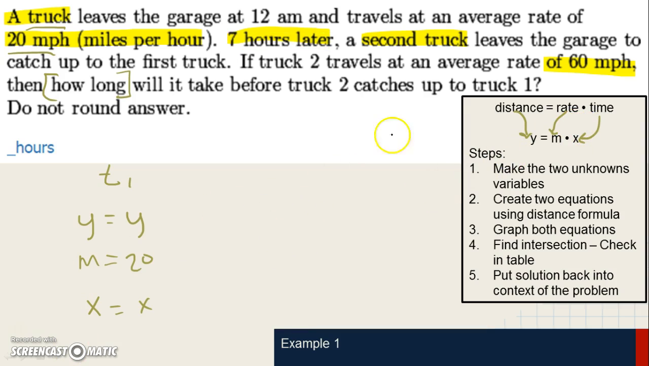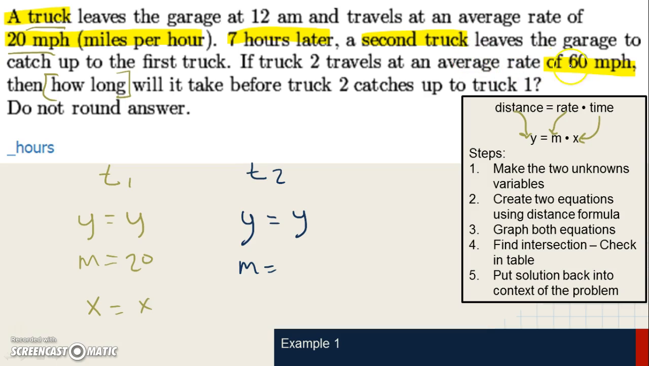So what do we know about the second truck? Let's start with distance. Does it say anything about the second truck's distance? No, it does not say anything about the second truck's distance in terms of how far it's gone exactly, but it says that it's a catch-up. Right? So we know that truck 1 and truck 2 have gone the same distance, so we can just say y equals y for distance. What do we know about the speed that truck 2 has gone?